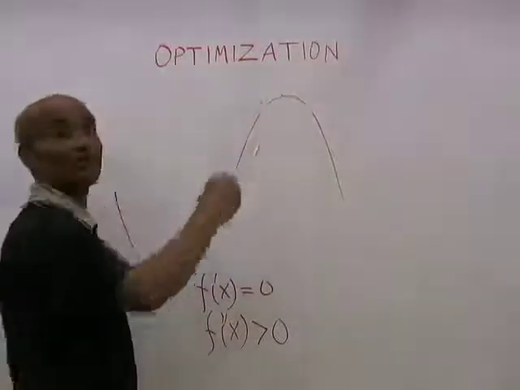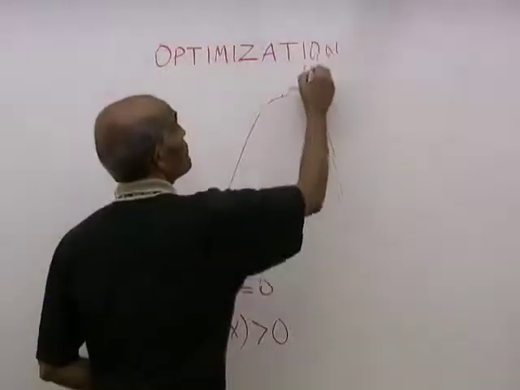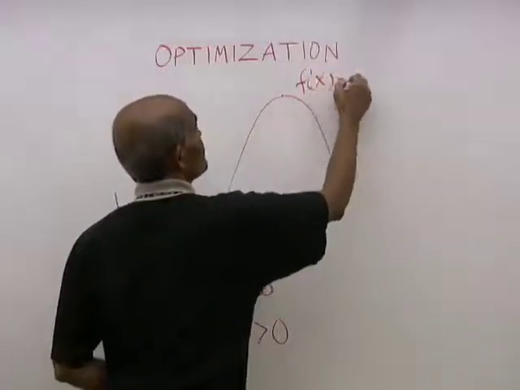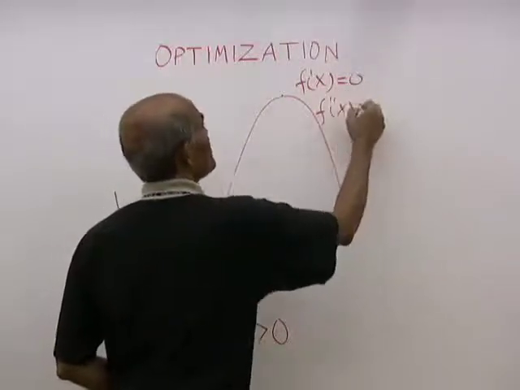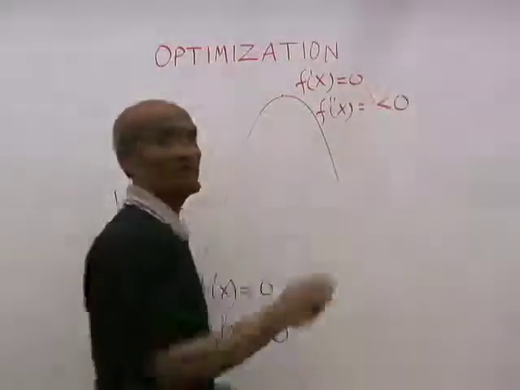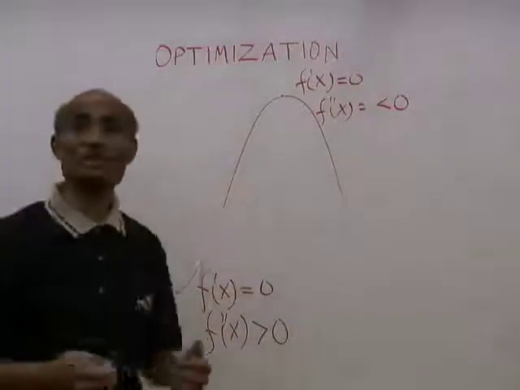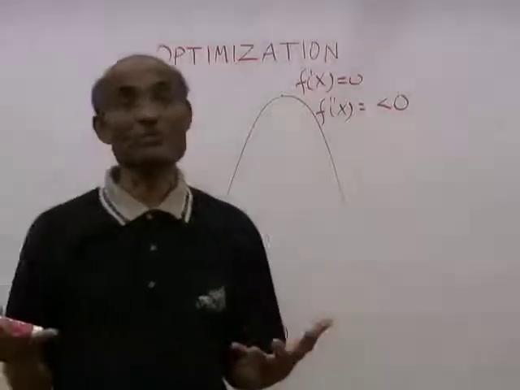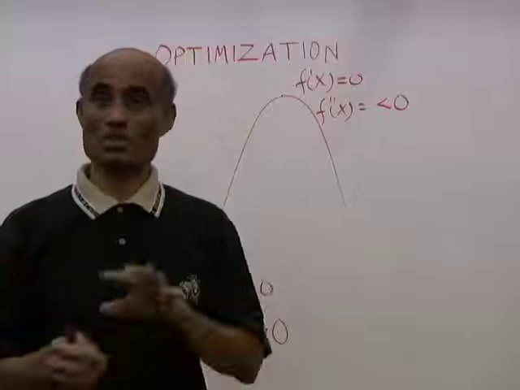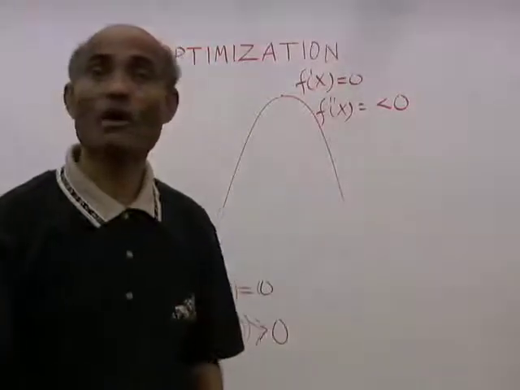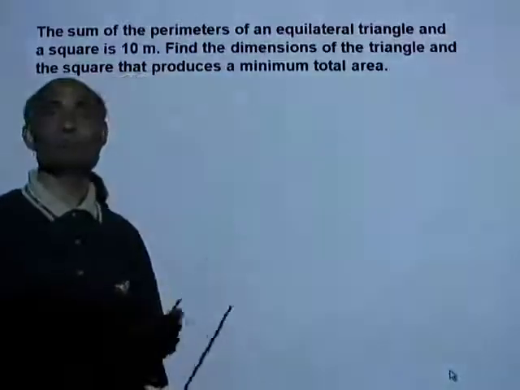And what is the condition for a maximum? At a maximum, the first derivative is 0 and the second derivative is negative. So once we know the conditions for optimization, it's rather easy to do the problems. So let's start by doing a couple of optimization problems. Let's start with this problem.